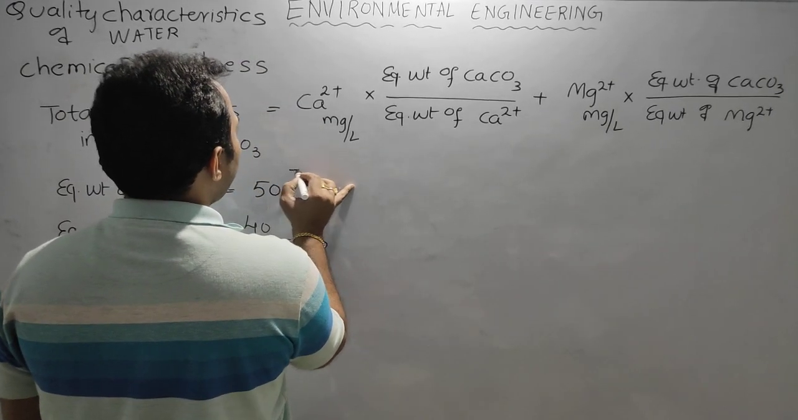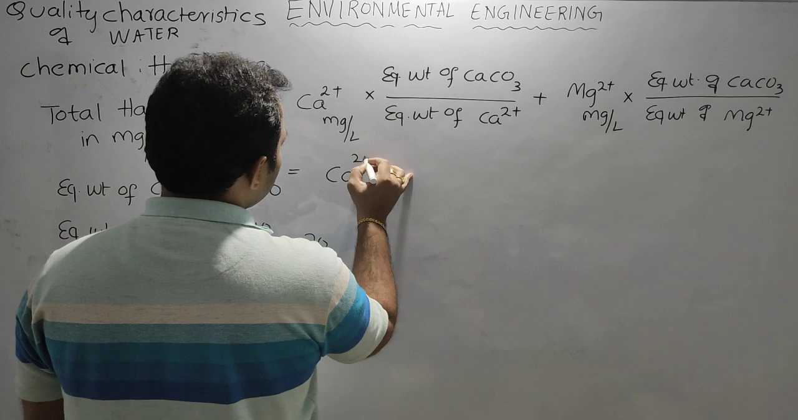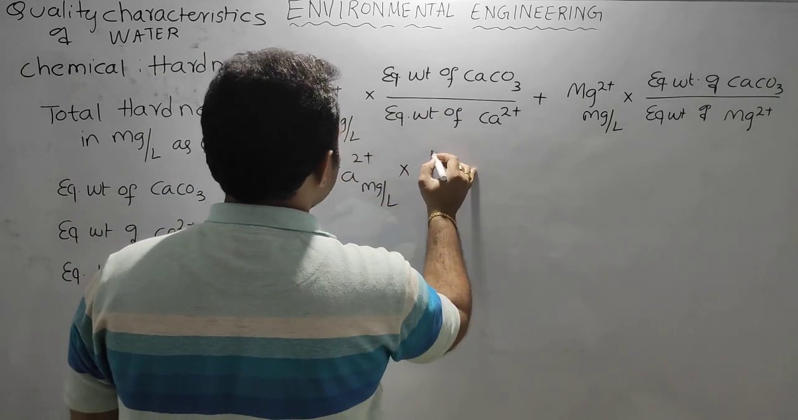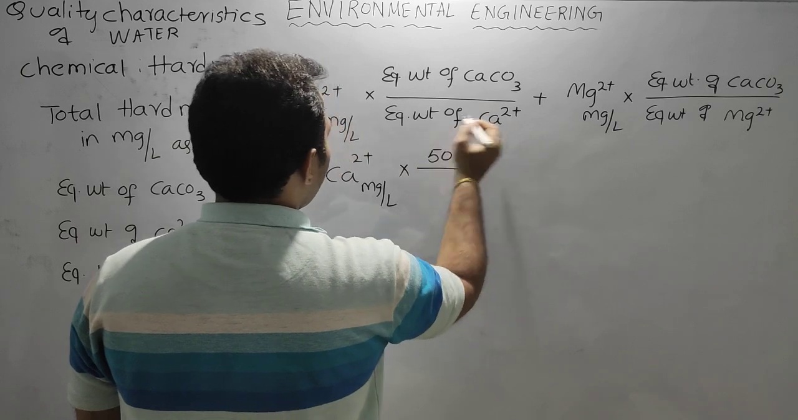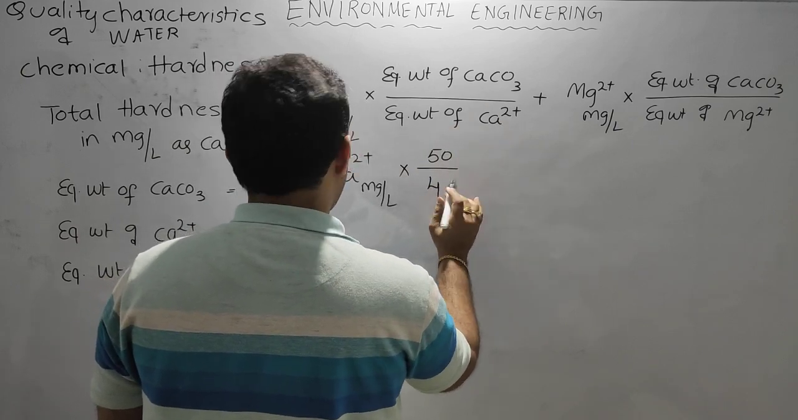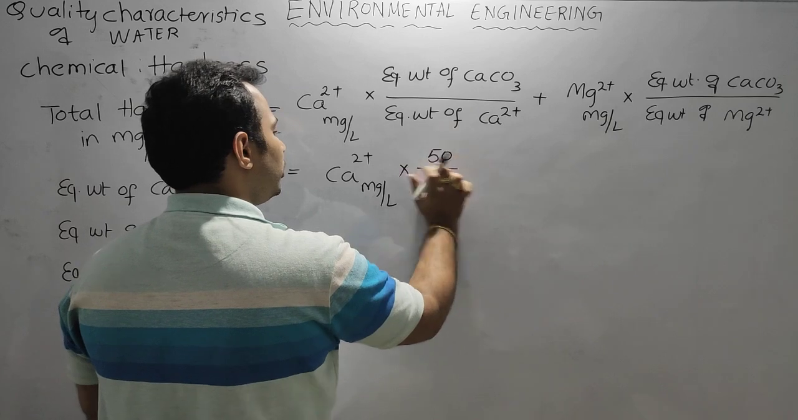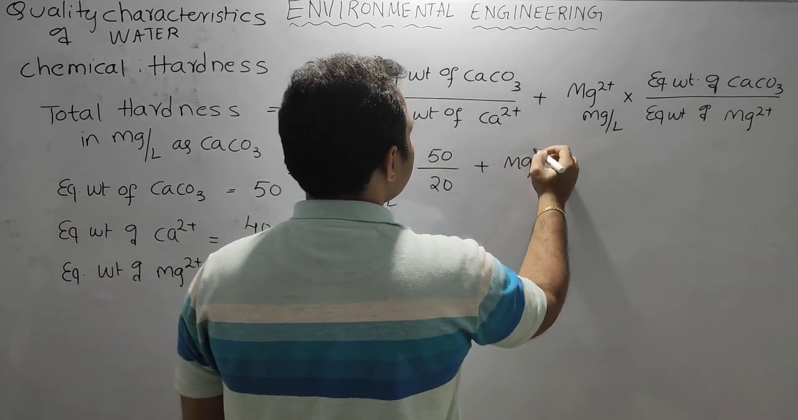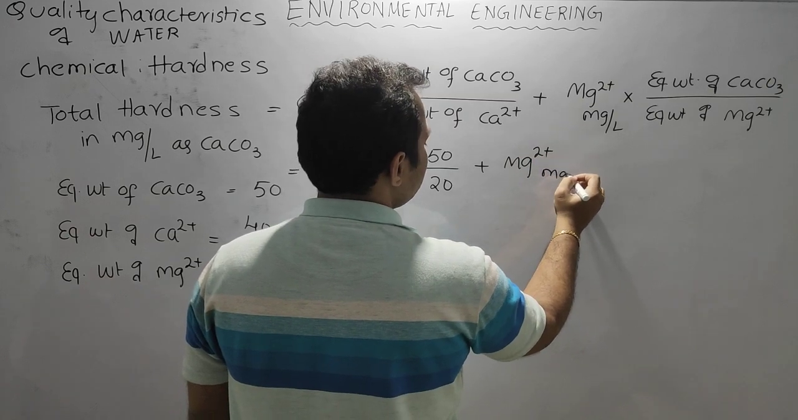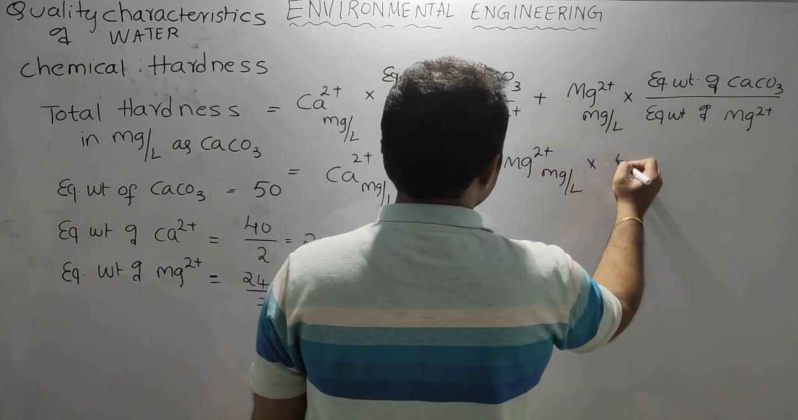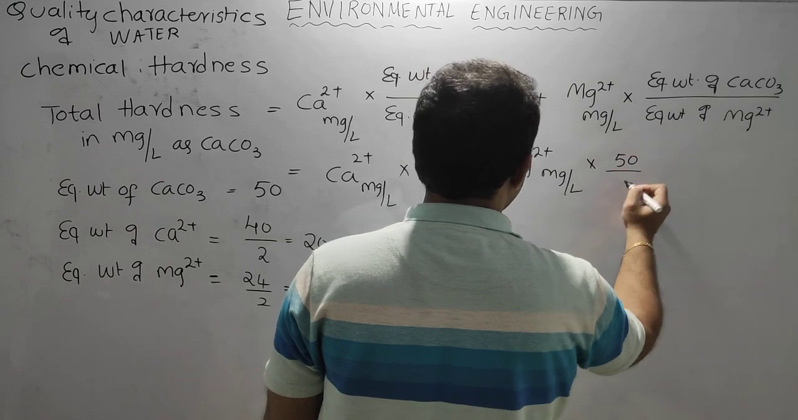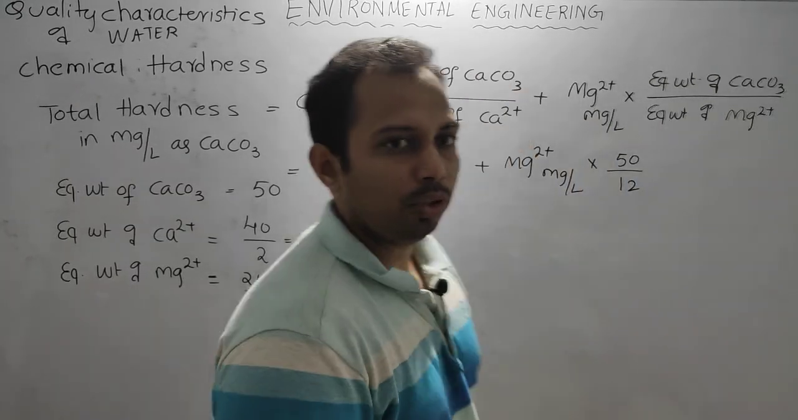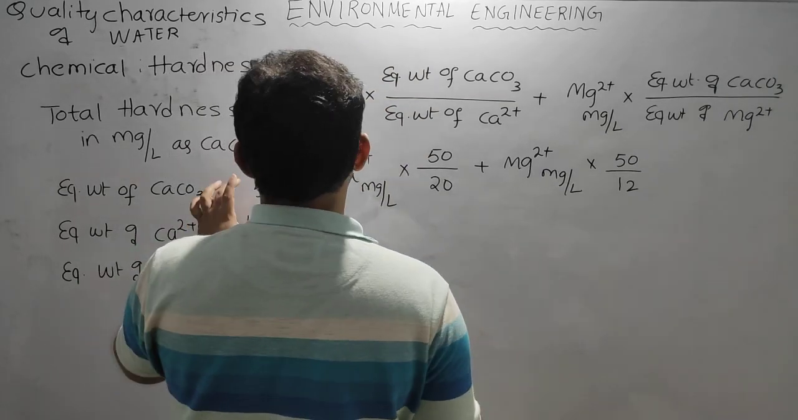So here this can be written as Ca2+ in mg per liter multiplied with equivalent weight of CaCO3, which is 50, by equivalent weight of Ca2+, which is 20, plus Mg2+ in mg per liter, equivalent weight of CaCO3 is 50 and equivalent weight of Mg2+ is 12. Okay, so using this formula, we can find total hardness.